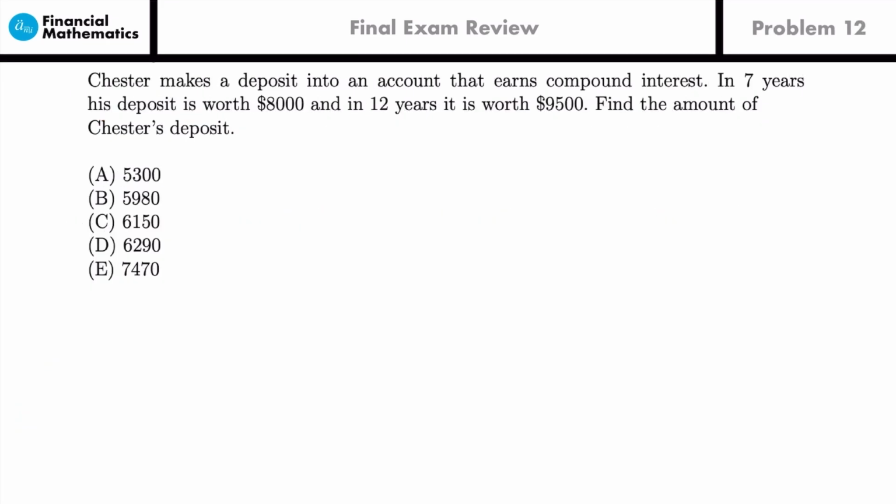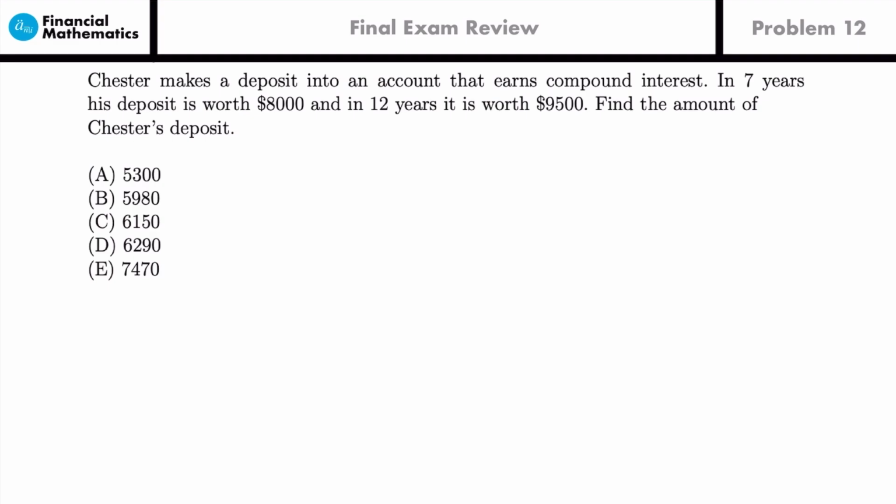For problem 12, we have Chester makes a deposit into an account that earns compound interest. In 7 years, his deposit is worth $8,000, and in 12 years, it is worth $9,500. Find the amount of Chester's deposit. Okay, so this seems like a pretty simple problem.